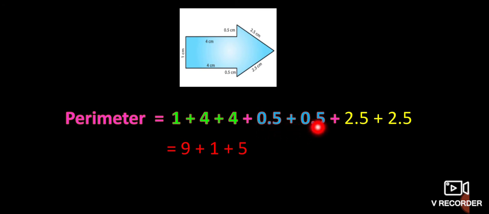Okay. Next, 0.5 plus 0.5. Half and half. Half plus half is 1. Then 2.5 plus 2.5. 2 and half, 2 and half. 2 and half plus 2 and half is 5. So total length is 15 centimeter. This is the method of finding perimeter when the measurements are given.